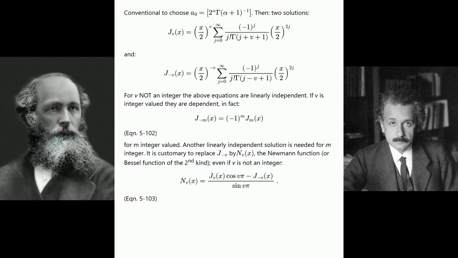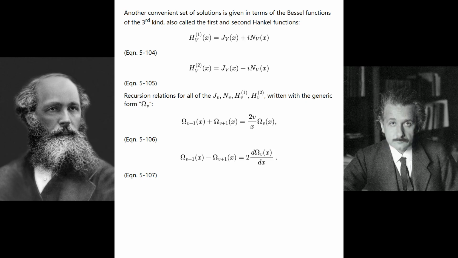See equation 5-103. Another convenient set of solutions is given in terms of the Bessel functions of the third kind, also called the first and second Hankel functions. See equation 5-104. See equation 5-105. Recursion relations for all of the J sub v, N sub v, H sub v raised to the 1 power, H sub v raised to the 2 power, written with the generic form omega sub v. See equation 5-106. See equation 5-107.